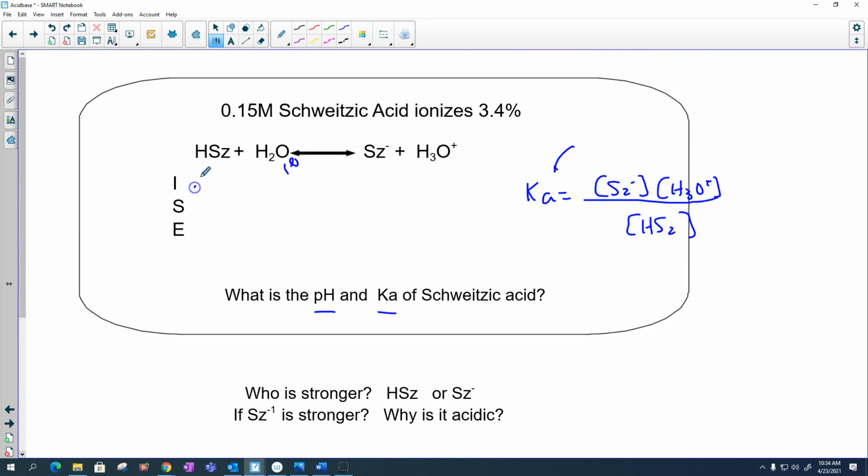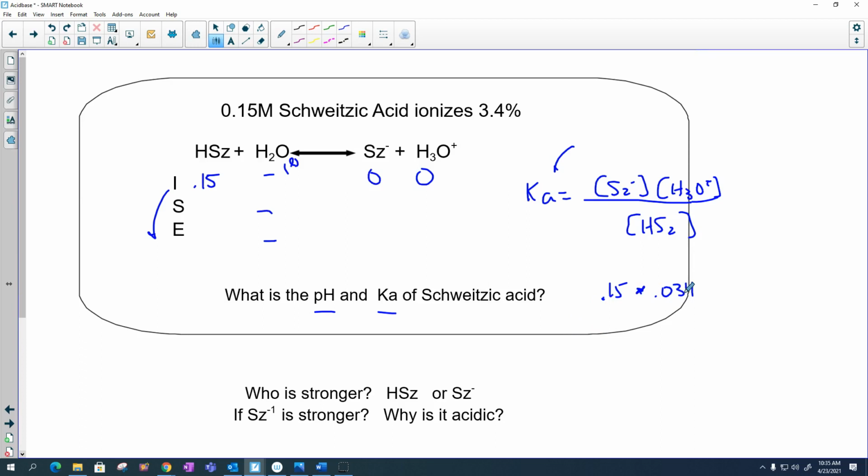We got 0.15, and this is not playing a role. I got 0 of this and 0 of this, but in this case, 3.4% actually makes it across. So 0.15 times 0.034. And that tells us the percentage that flips over at that temperature and that concentration.